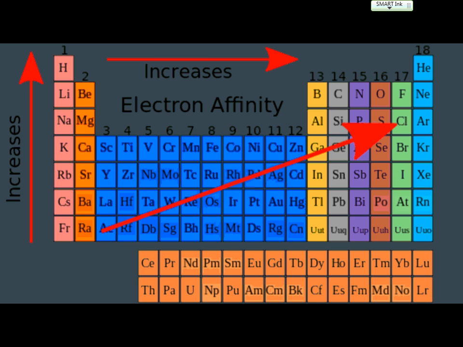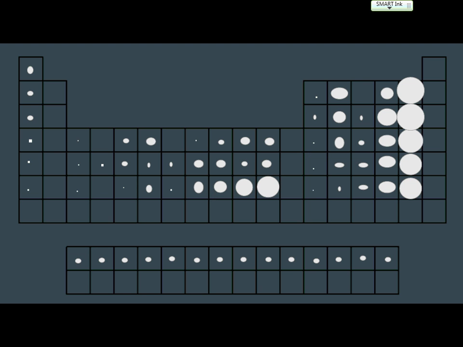A-group, yes, and then left to right. So this is just a visual to show who has more electron affinity per different atom. The smaller ones would mean a smaller electron affinity and the bigger ones would be the larger.